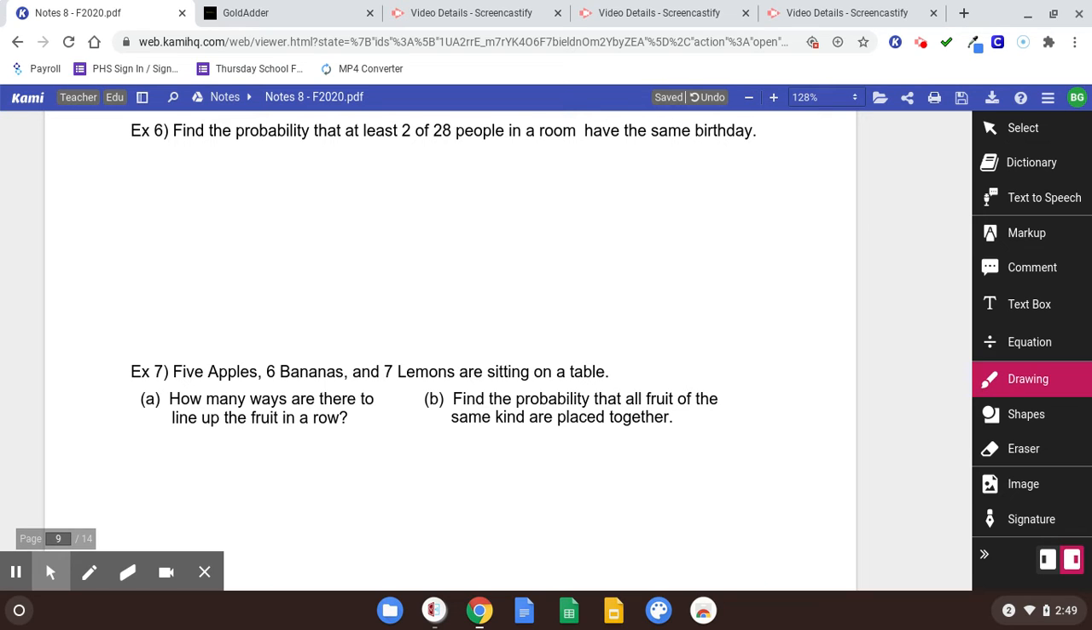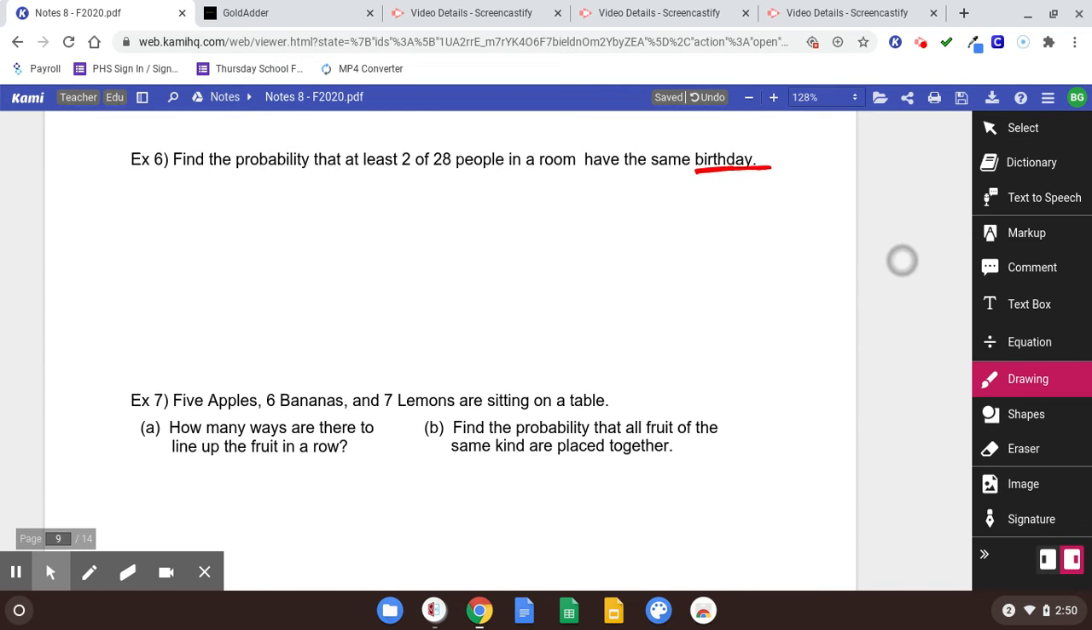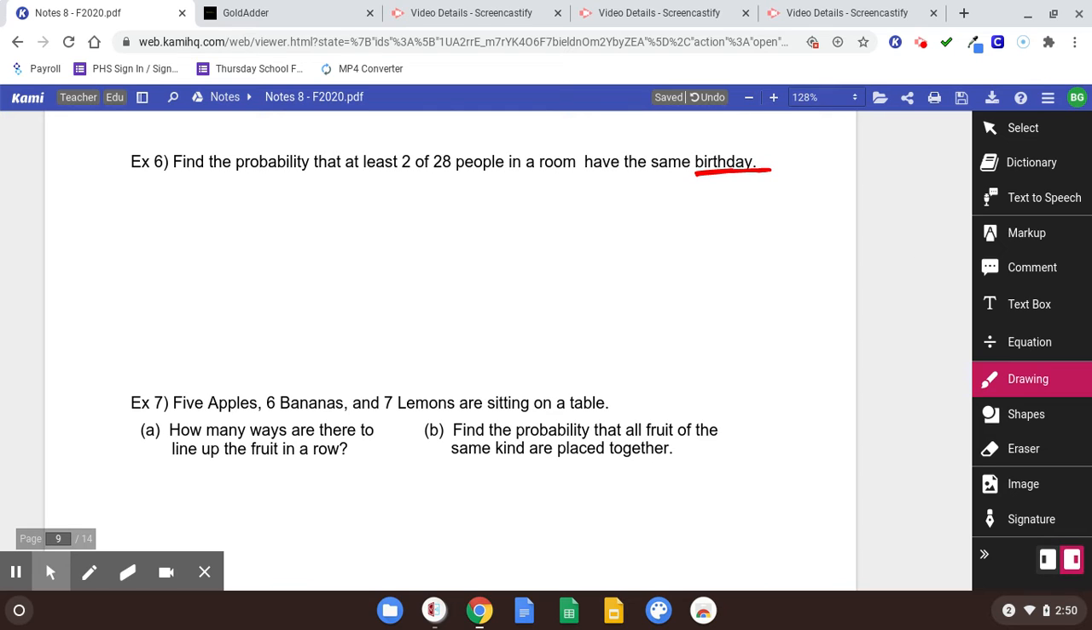Number 6, find the probability that at least 2 of 28 people in a room have the same birthday. This is a very famous problem called the birthday problem. And it seems really complicated. And it's kind of just a strange problem, I suppose.